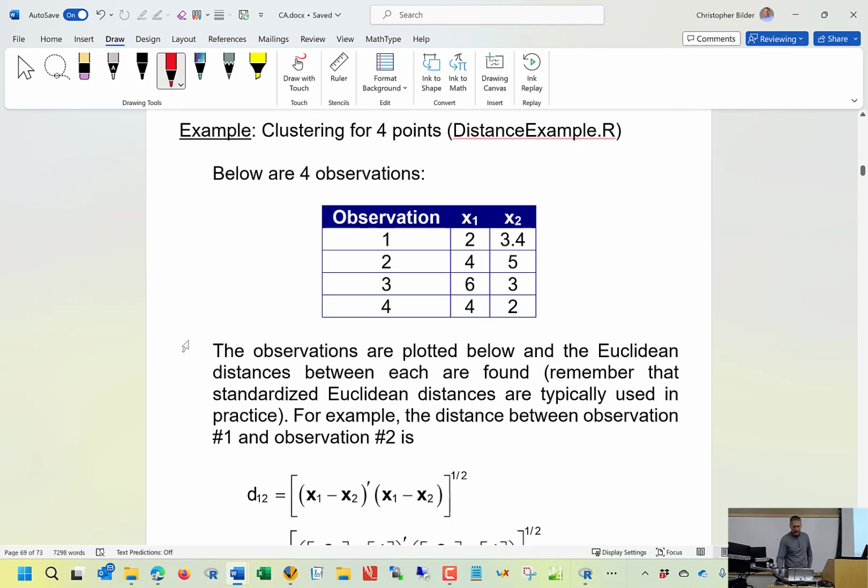Okay, so here's the example. I have simply 4 observations and only 2 variables. It's an easy example to help illustrate this. And we're just going to use regular old Euclidean distance. We're not going to use standardized Euclidean distance here.